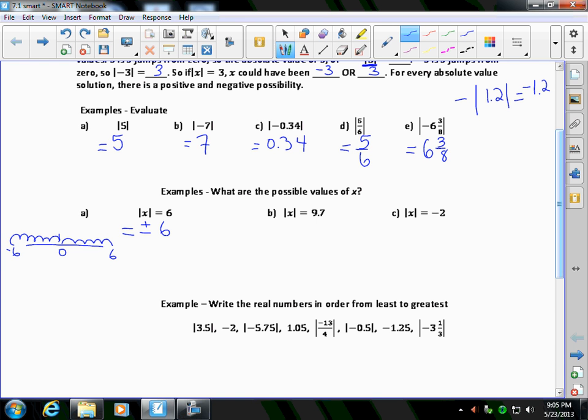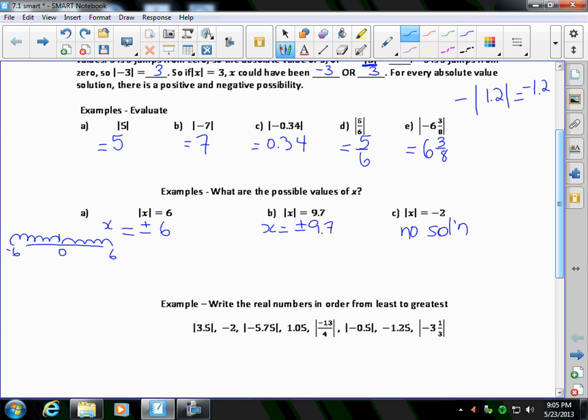Absolute value of x is equal to 9.7, so that means that x is equal to plus or minus 9.7. Absolute value of x is equal to negative 2. There's no solution to that because you can't have negative jumps from 0. Remember, it's measuring a distance, so this is a no solution.